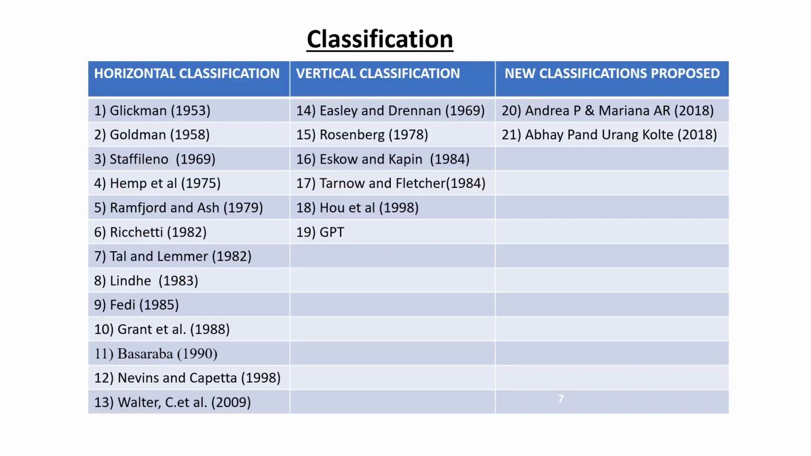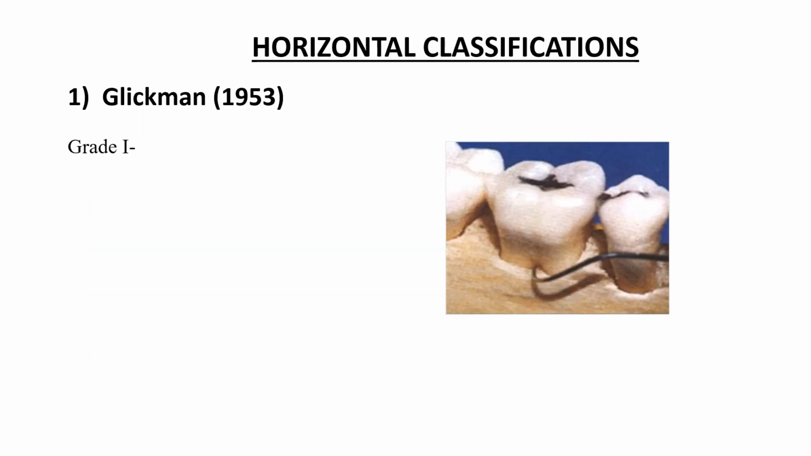Now let's see the classifications. So this is the listing of classifications. There are horizontal classifications in which the horizontal component of the furcation is taken, vertical classifications in which only the vertical component is taken, and some new classifications have been proposed recently which are very detailed ones and very good. Let's start with the horizontal classifications.